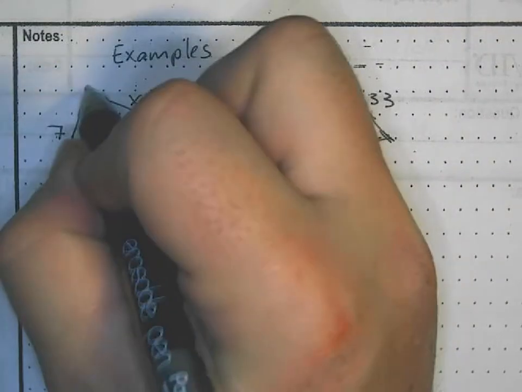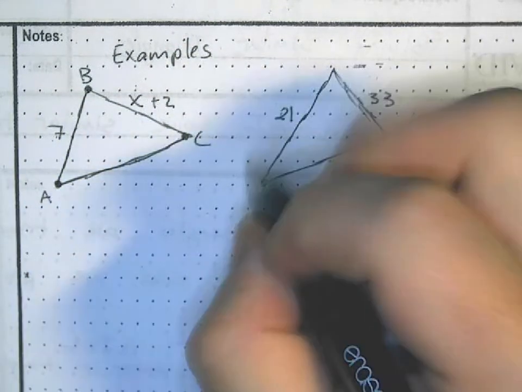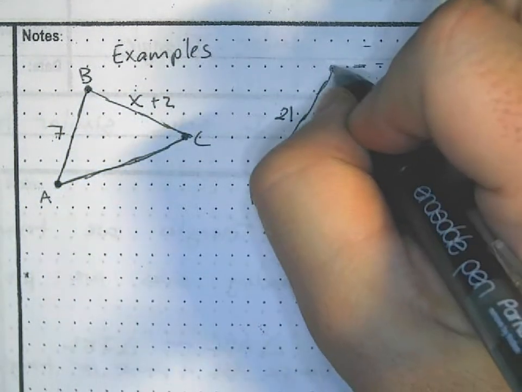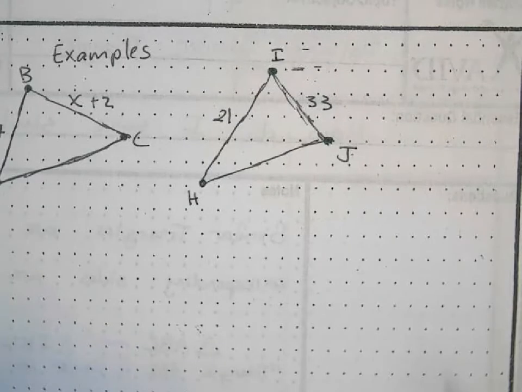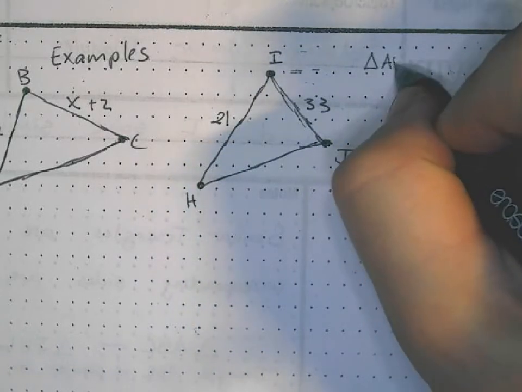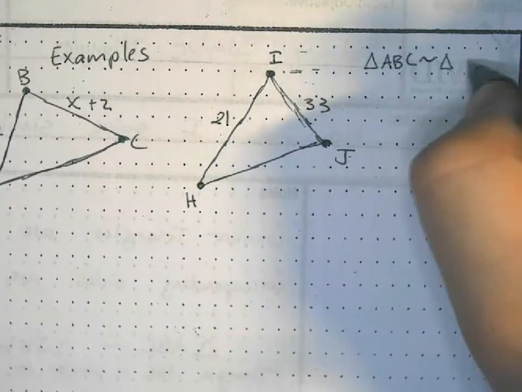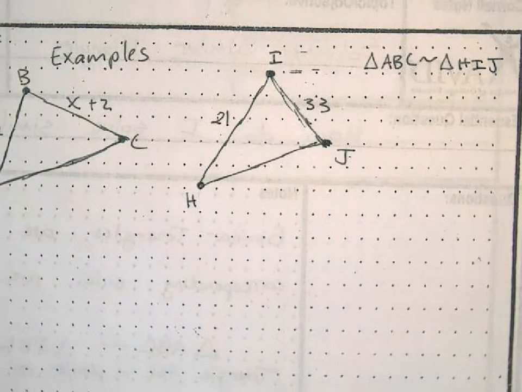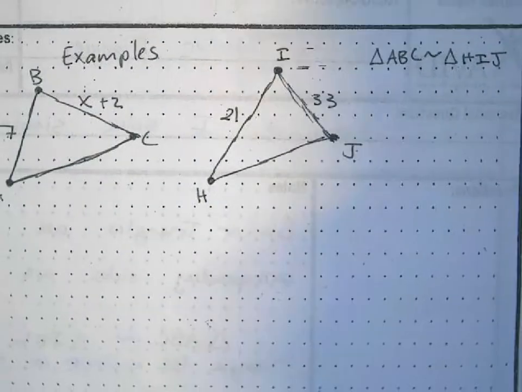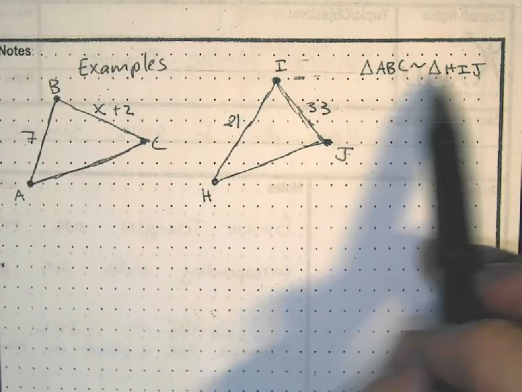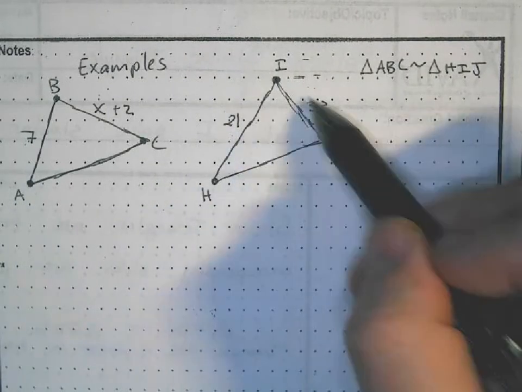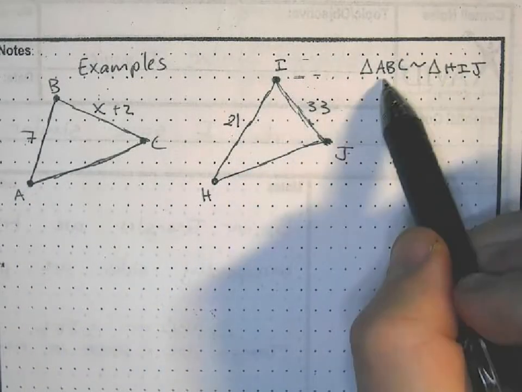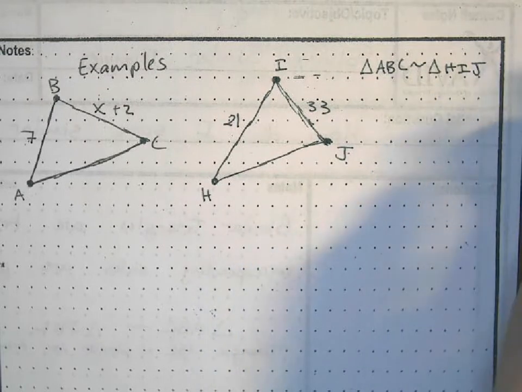Let's give it some names. And we're told triangle ABC is similar to triangle HIJ. So now I'm going to use the order of the letters. This order right here is way more important than the picture. Don't just start matching left to left, because we can spin these triangles. So we're going to use the order of the letters to help us set up our proportions.